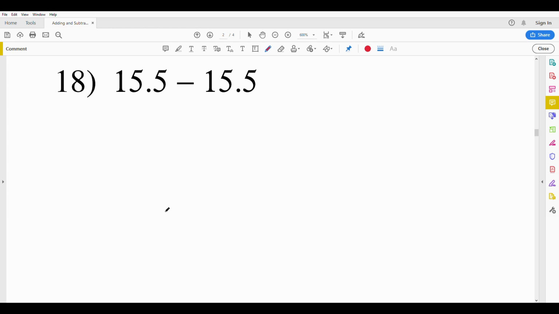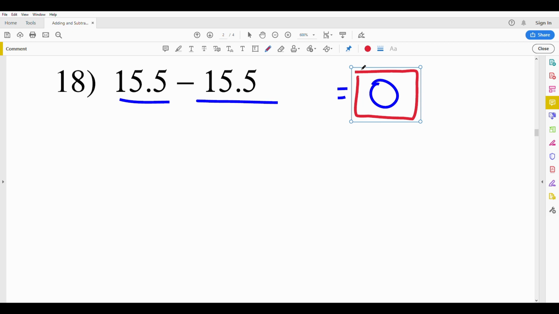In number 18, we have 15.5, and we're taking away 15.5. If you have a total of something and you take away that entire amount, you get 0. This is probably the easiest one on this worksheet. 0 is a beautiful number. Let's move on to number 19.